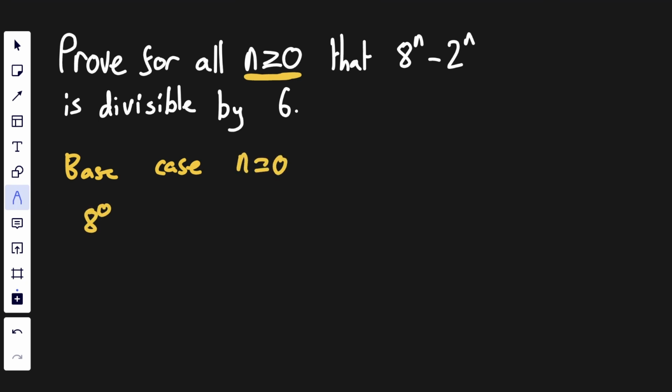So we have 8 to the power of 0 minus 2 to the power of 0, which is 1 minus 1, which is worth 0. Is 0 divisible by 6? Well, it is. For it to be divisible, we need to be able to write the number as the number that we care that's divisible by, so 6, multiplied by an integer. And in this case, we can write it as 6 times 0. So in fact, every single number divides 0. So we get that it's true for our base case.